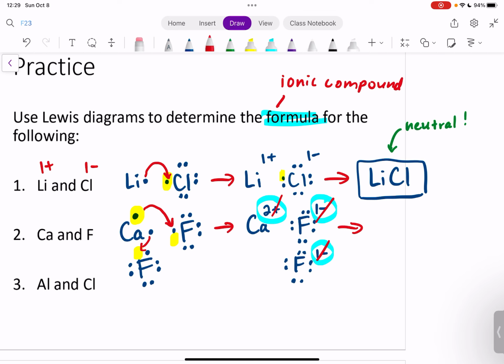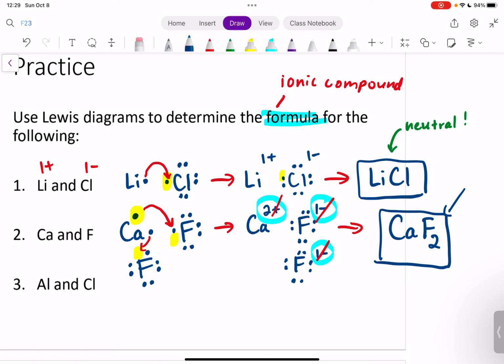Pretty cool. But we can't forget to write that down when we write out our formula. So we're not going to write it like this. It's not just calcium with 1 fluorine, right? We tried that. It didn't work because calcium still had that extra electron. So you've got to let people know, hey, there's 2 fluorines here bonding with calcium. And that's what's giving you your neutral compound.